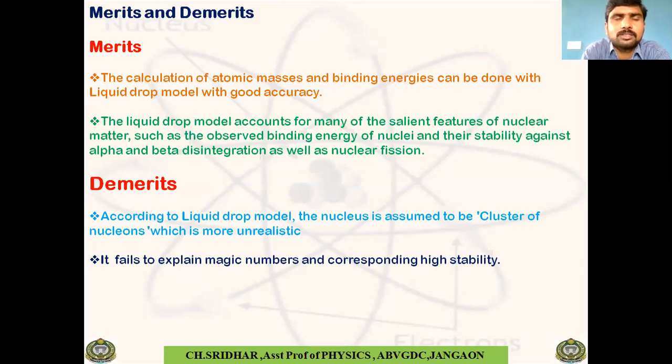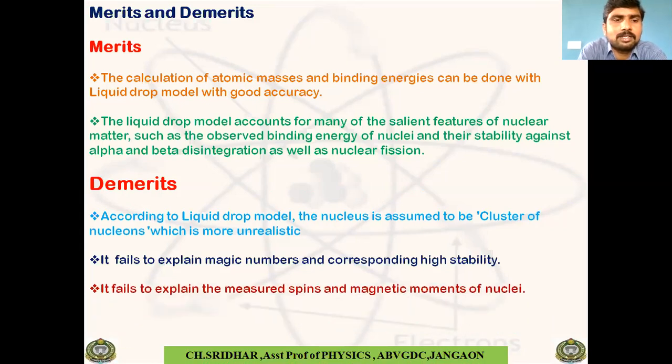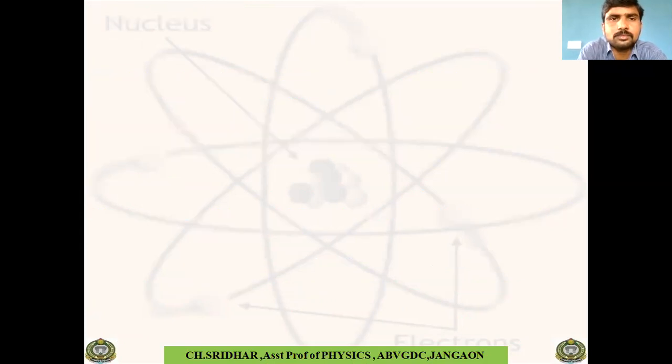Why do nuclei with certain numbers of protons and neutrons have higher stability, while other nuclei do not have such stability? This is not explained by the liquid drop model. So these are the merits and demerits of the liquid drop model, and it also fails to explain the measured spins and magnetic moments of the nuclei.